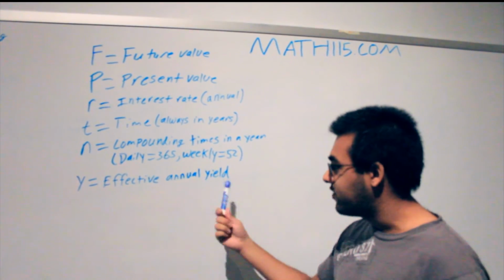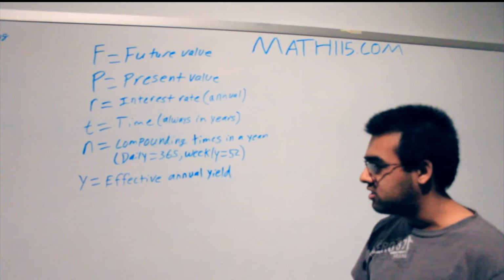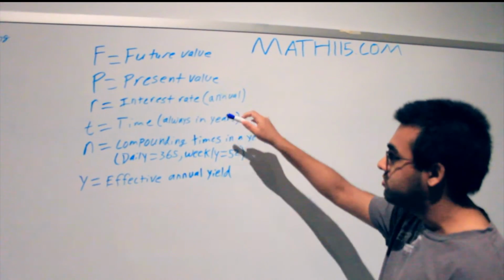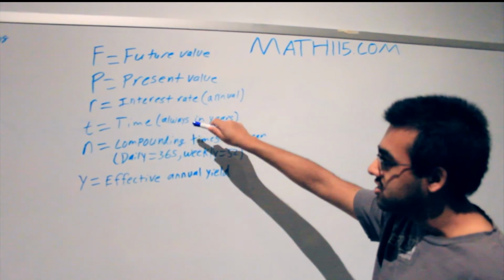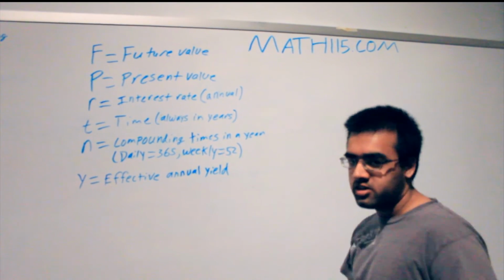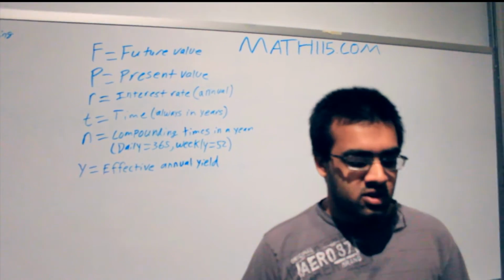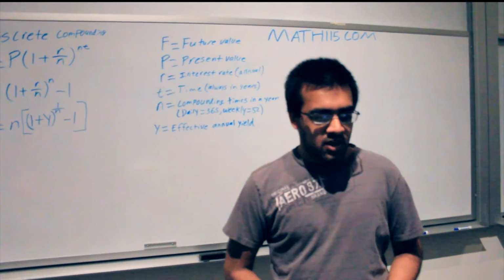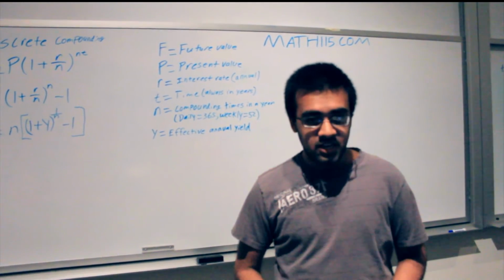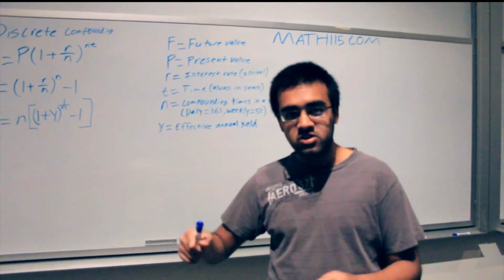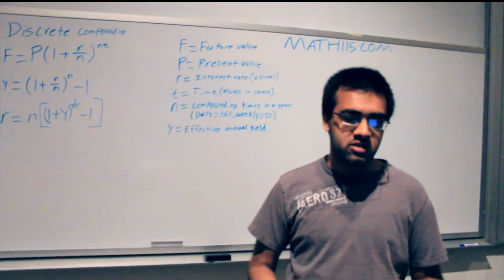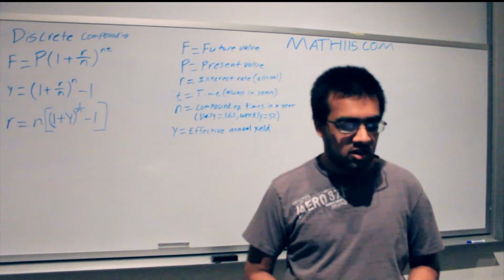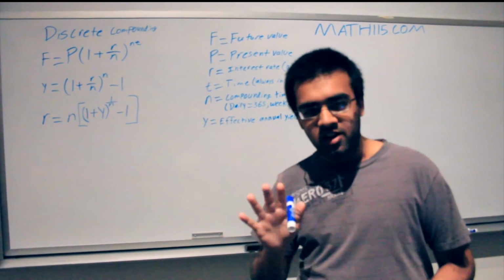So Y is effective annual yield. We went over that, so that's the exact percentage. Remember, this is in percentage terms, this is in percentage terms, this is in years. So let's go ahead and get into a really difficult problem. So let's say you have $2,000 today, and you want to know how long it will take, in years and days, for $2,000 to grow to $3,000 if you have an interest rate of 5%.